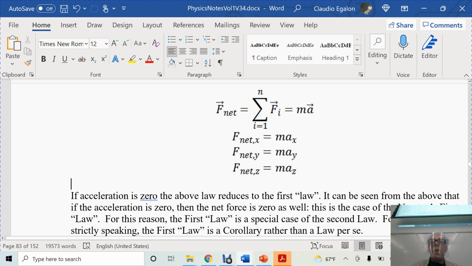Why is that? Because if the acceleration is equal to 0, the net force is going to be equal to 0, right? So we say that the first law of motion is not a law at all. The first law of motion is actually a corollary to the second law of motion. It's a consequence of the second law of motion. So strictly speaking, the first law of motion is not a law. Physicists have the habit of giving names to laws which are not laws. So let's write that down here.